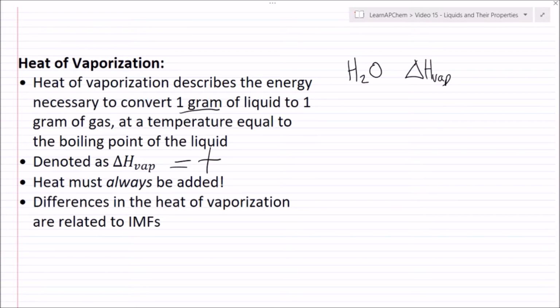And our differences in the heat of vaporization are related to IMFs. So something with stronger IMFs is going to want to stay together more and won't want to be boiled off and expanded as a gas. So they're going to have a higher heat of vaporization, while something with very weak IMFs will easily spread apart and have a much lower heat of vaporization.